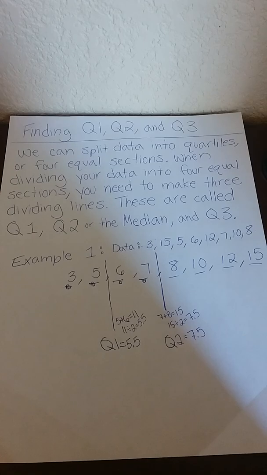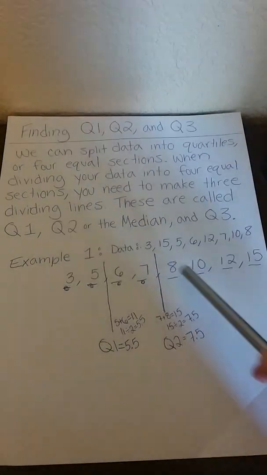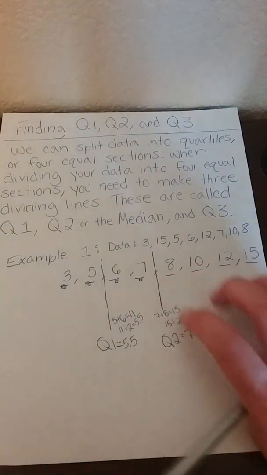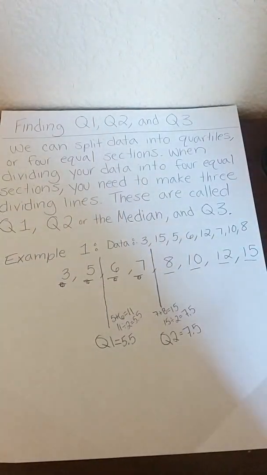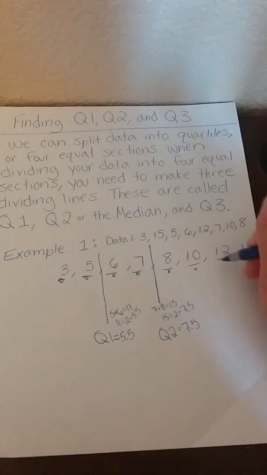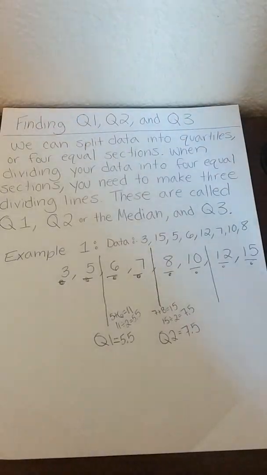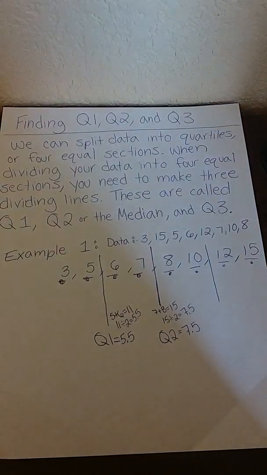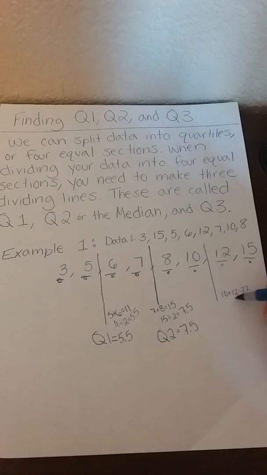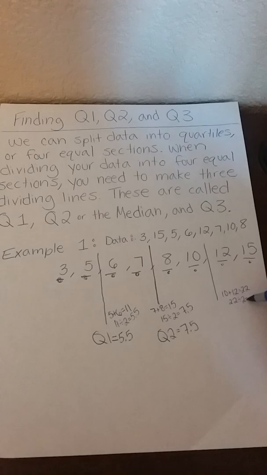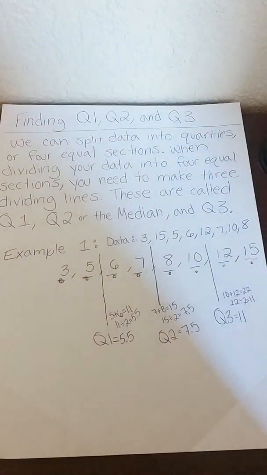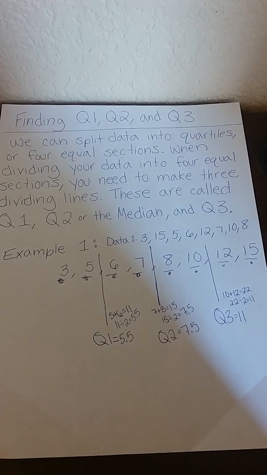Then I'm going to find Q3. Q3 is the middle of the upper half of my data. So I'm only looking at these 4 numbers that are higher than 7.5. And I'm looking for the middle. So I'm going to go from the edges in. And the middle is going to be right here, in between 10 and 12. If I add 10 plus 12, that's 22. 22 divided by 2 is 11. So Q3 is 11.